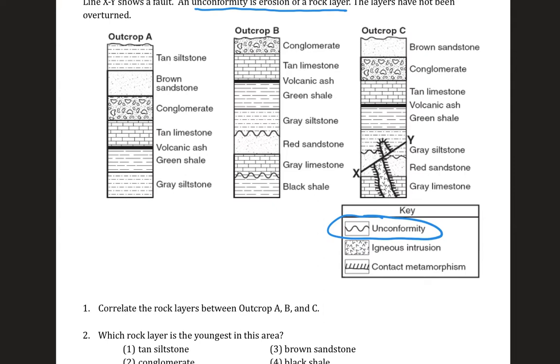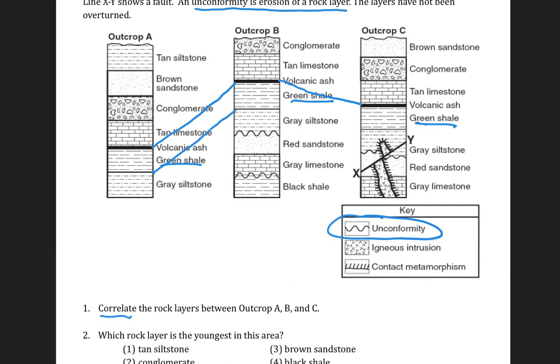And the first question says to correlate the rock layers between outcrops A, B, and C. So the easiest way for me is to look for similarities, right? Correlate means to match them up. And so the first thing that I see on here is this volcanic ash. And I can see that it's in outcrop A, correlates with outcrop B up there, and it correlates with outcrop C over there. And that's a really great way to see those rock layers and see how they match up, because then I can look below that and I can see that this green shale here matches up with this one and this one as well.